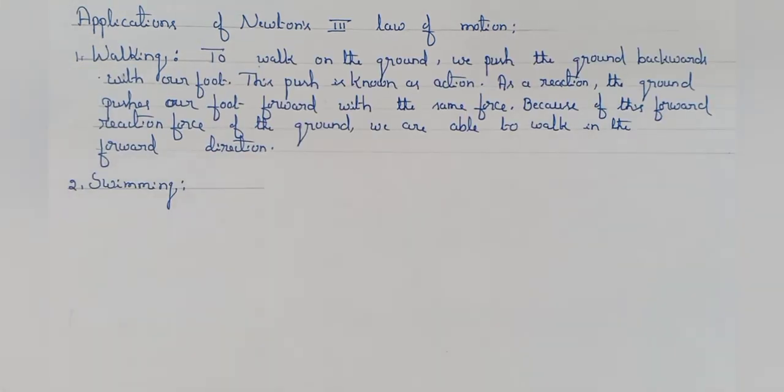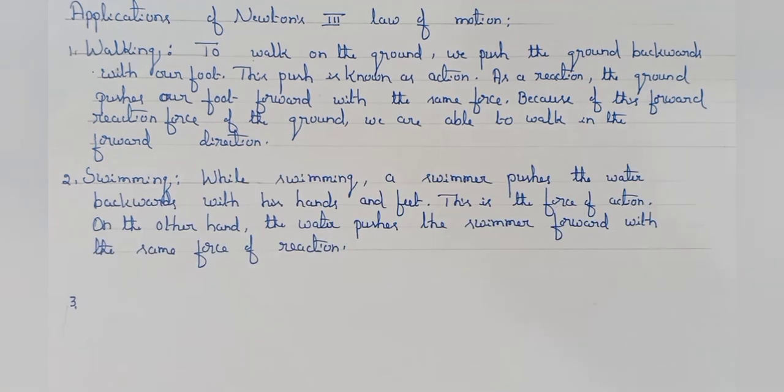Next, another example is swimming. While swimming, a swimmer pushes the water backwards with his hands and feet. This is a force of action. The water pushes the swimmer forward with the same force of reaction. Another example, when a person jumps out of a boat, he pushes the boat in the backward direction. The boat exerts an equal force on the person in the forward direction. So, when the person jumps out of the boat, the boat moves backward.